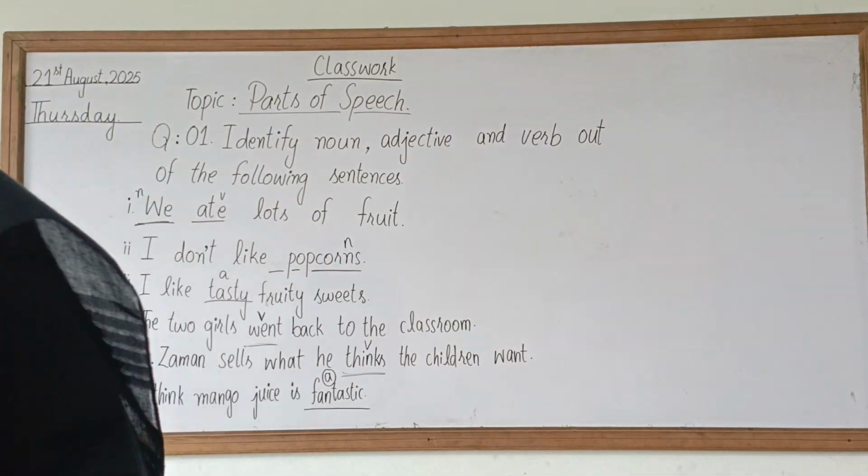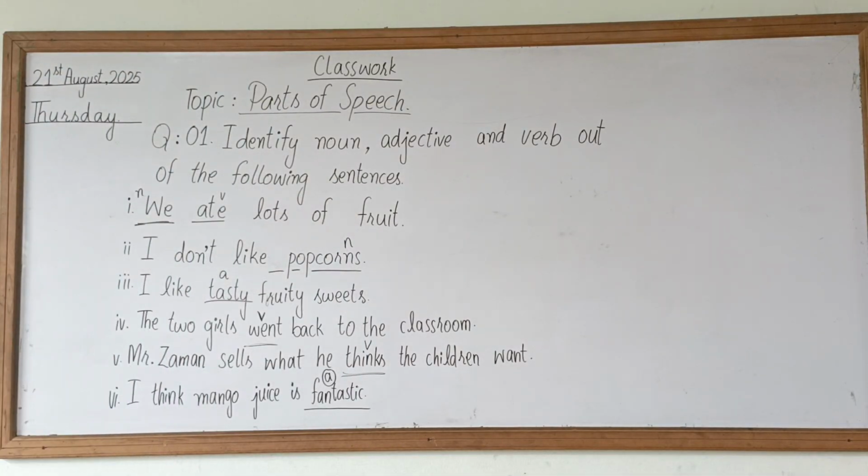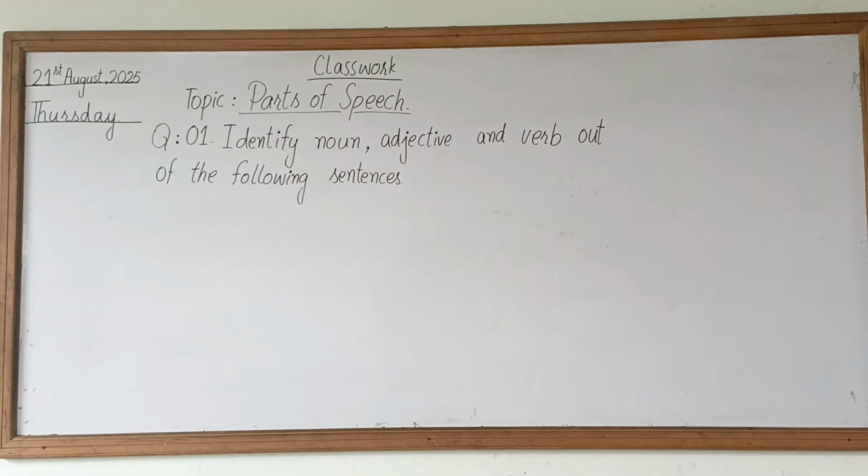Okay. Now moving towards the upcoming sentences. Take a screenshot of it and write it in a similar way in your notebooks. And sentence number 7 is: try some of these nuts.